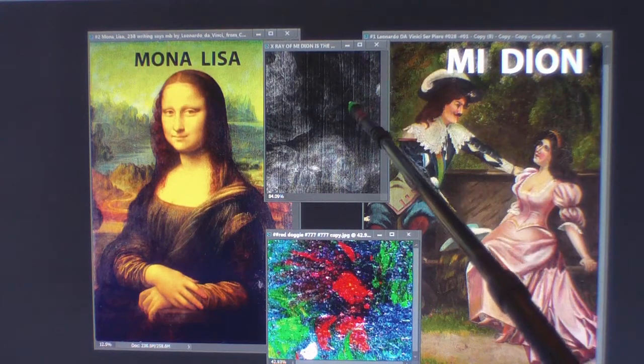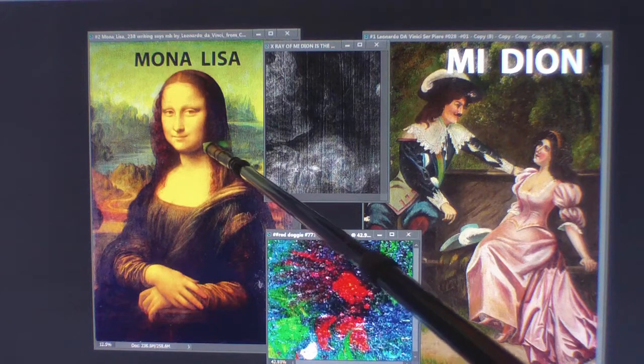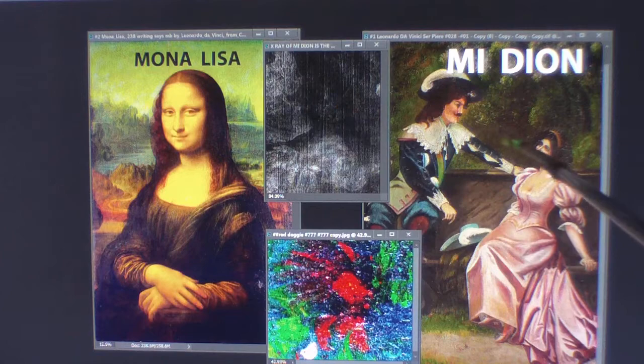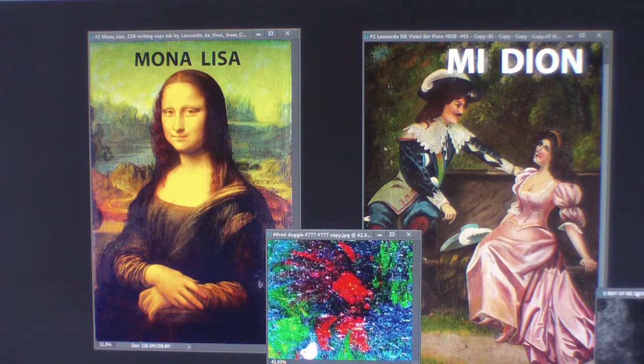This is the X-ray out of the MI-DION, and it is the split image of the Mona Lisa, the younger child. It is the older Mona Lisa, in which later in life he painted her. He loved her for all his life. It is a diary. It is a lost painting. It is one of Leonardo da Vinci's greatest works as a duet.